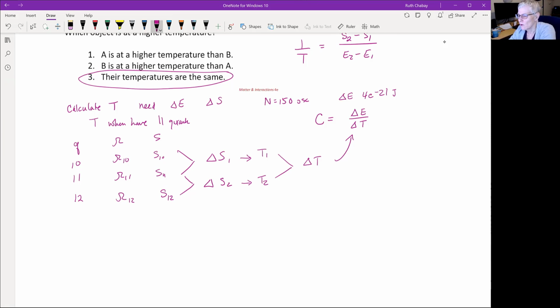Now, why is this interesting? This is actually interesting because until the beginning of the 20th century, people thought that specific heat was just a constant value. But when it became possible to cool objects down closer and closer to absolute zero, people discovered that specific heat was not constant. And in fact, it looked something like this.